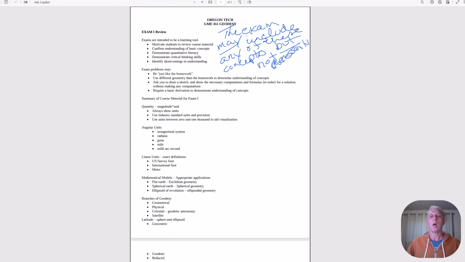So no fair giving me a criticism, well, we didn't have a homework assignment like that. Well, the exam is for you to put the ideas together and come up with solutions. So let's see, exam problems may be just like homework, or they may use different geometry than the homework to determine understanding of concepts. Ask you to draw a sketch and show the necessary computations.